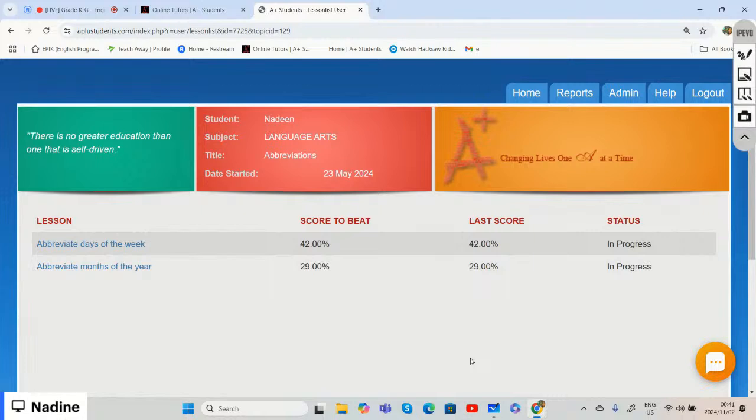So let's say, for example, we abbreviate Monday, then we're going to say Monday, which is Mon, period. If we abbreviate the months of the year and we abbreviate January, we're going to say that answer is going to be January, Jan, period, right? So with abbreviations being shortened forms of a specific word, it needs to also follow with a period.